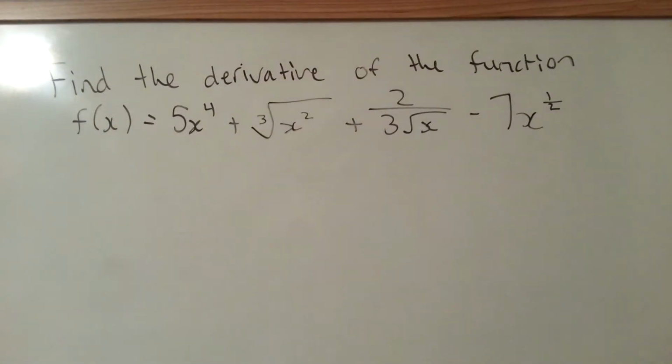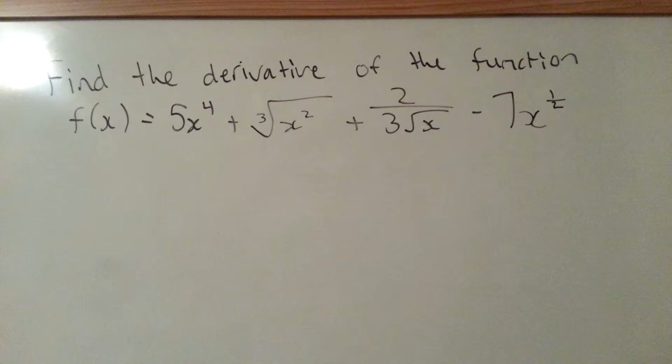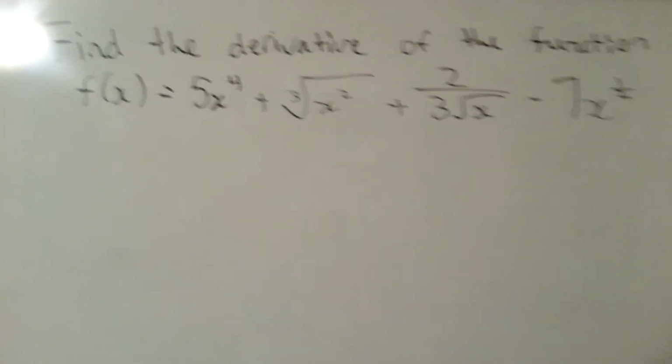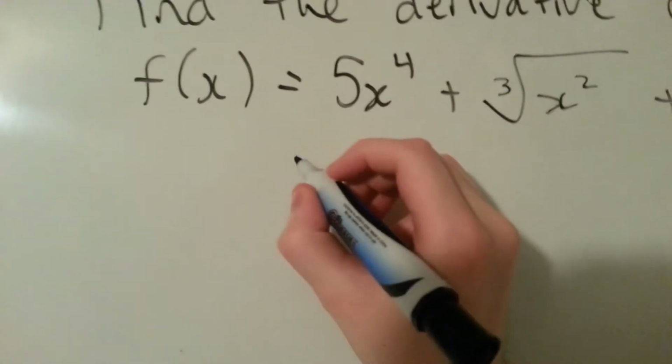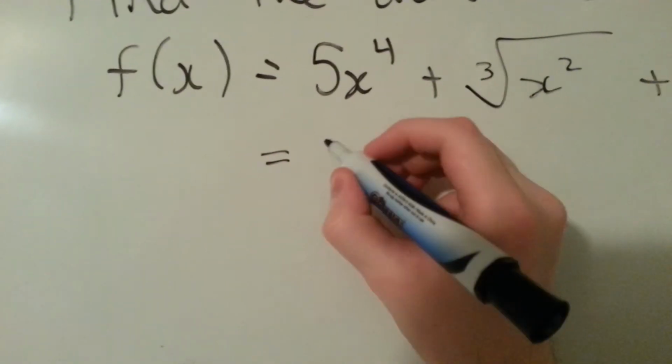For the final example, we're going to derive a function with multiple terms in it. We have the function f of x equals 5x to the 4th plus the cube root of x squared plus 2 over 3 times the square root of x minus 7x to the exponent 1/2. The first step is to rewrite the equation with the radicals as powers and factor out coefficients where necessary.